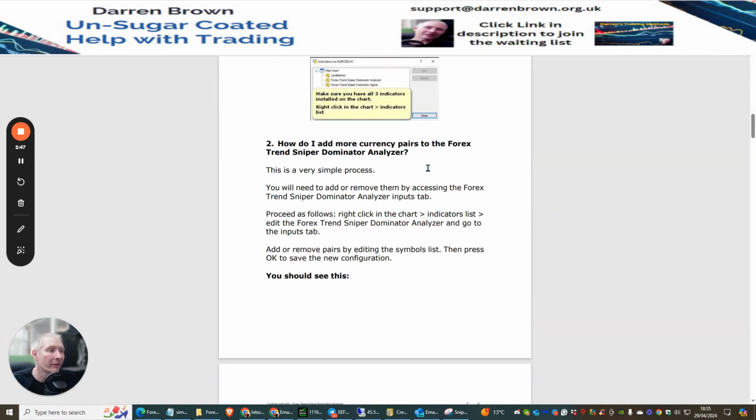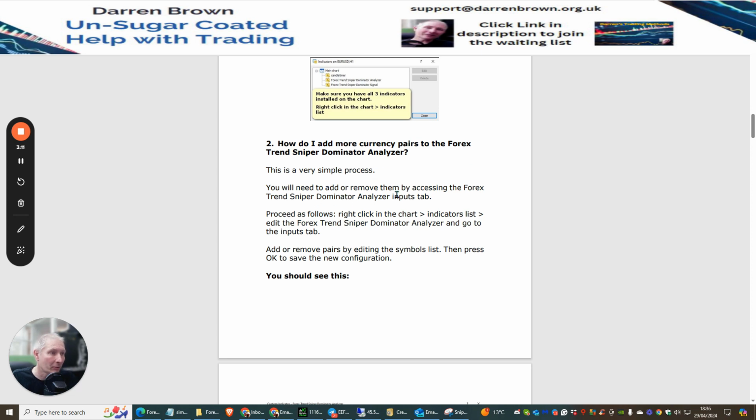How do I add more currency pairs to the Forex Trend Sniper? I'm going to demonstrate that to you as well, and how you can add your Bitcoin as well, okay, as well as your gold. If people are using XAU USD, you're going to be able to pop this in. I know some people that have actually used this for XAG, okay, which is silver, and they get some good results with that as well. This is a very simple process.